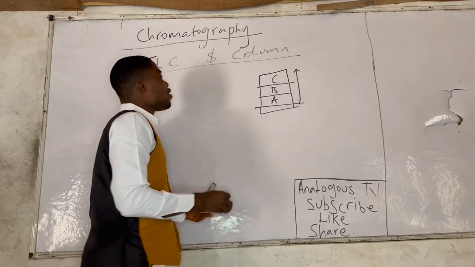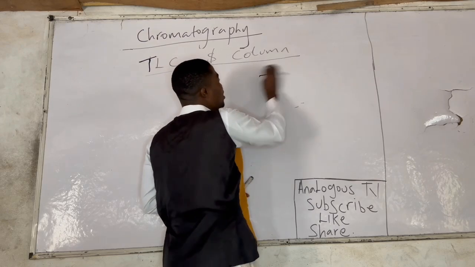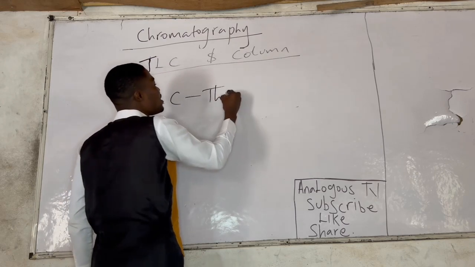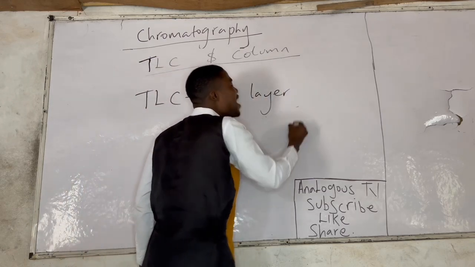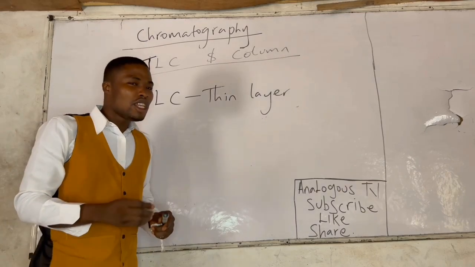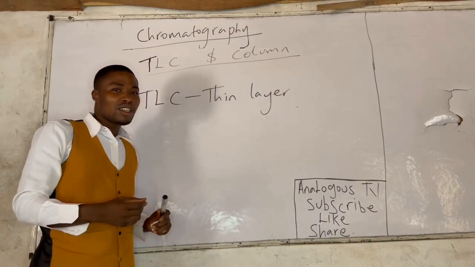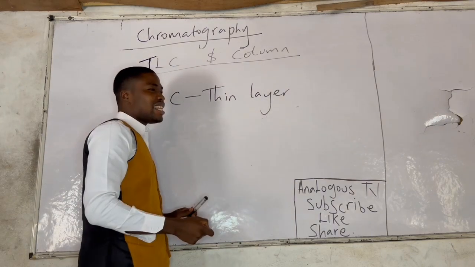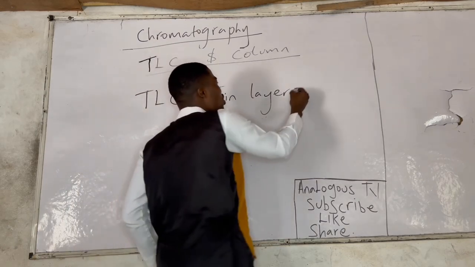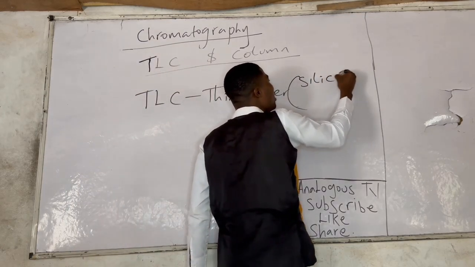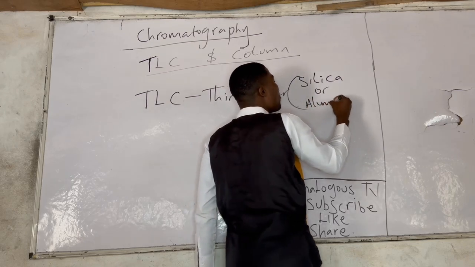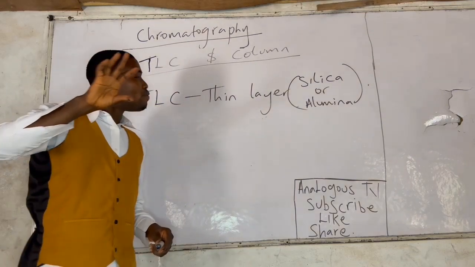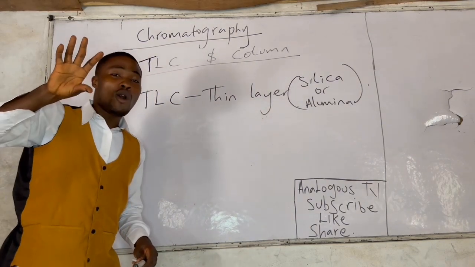Now, why I'm reiterating paper chromatography is because TLC, which stands for thin layer chromatography, is a special form of paper chromatography. It's the same principle, the same process. But now in TLC, we are going to use a material known as a thin layer. The thin layer is usually made of silica or alumina, a small material in the form of paper.